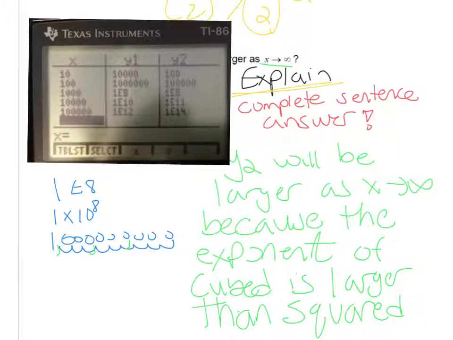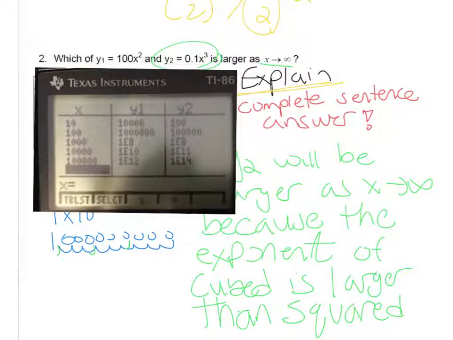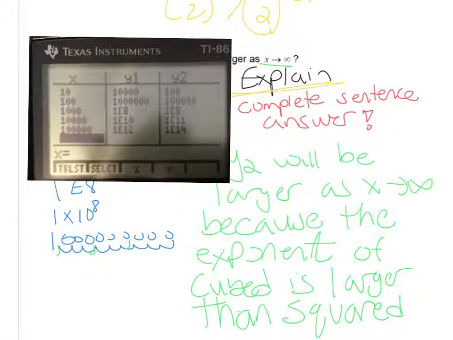So you can see, regardless of the coefficient, where we had 100 as a coefficient versus 0.1, when we go to infinity, this 100,000, the x cubed is still bigger than x squared, regardless of the coefficient. It all comes down to the power. The higher exponent will dominate. So because the exponent cubed is larger, that's the graph that will be larger as x goes to infinity.